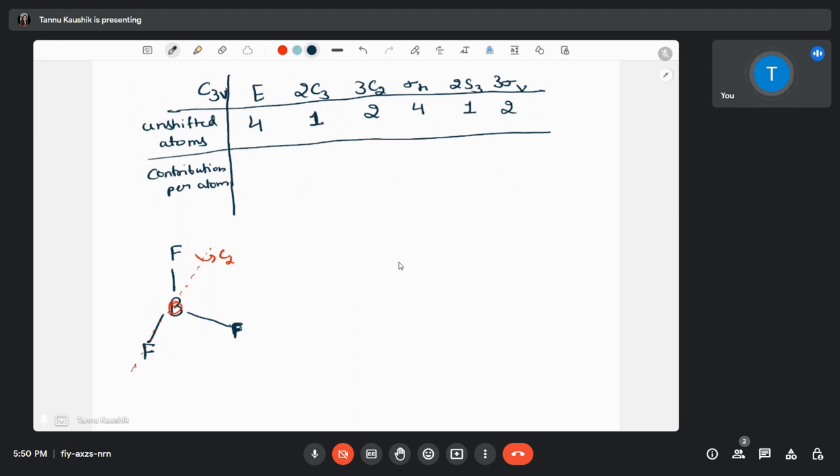With respect to x, y, z coordinates, we have found out the matrix for each of the symmetry elements and the character of each matrix. For E, it was 3. For C3, 0. For C2, it was minus 1. For any kind of plane, it is 1. Then for S3, it was minus 2. In sigma V, it is 1.